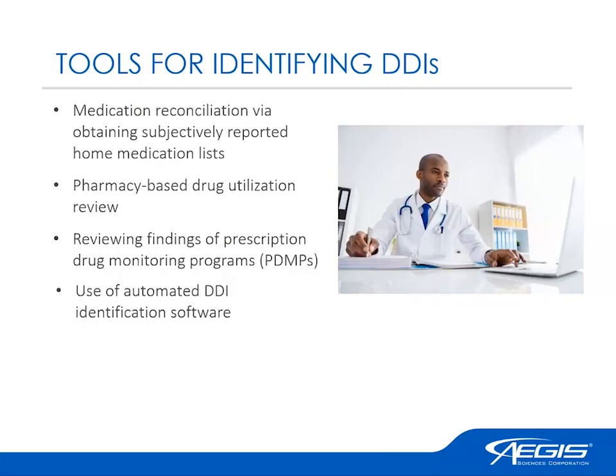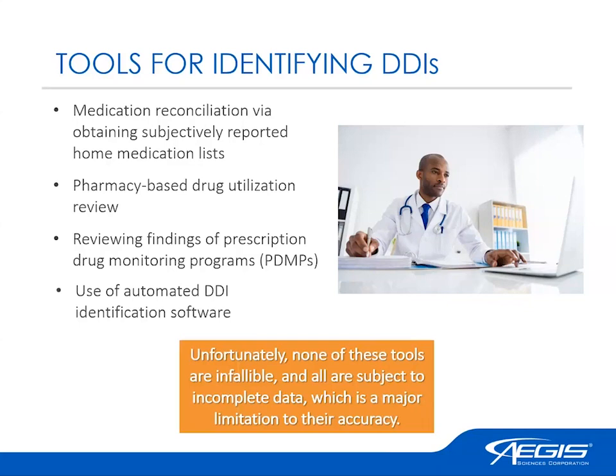to that pharmacy. The data from prescription drug monitoring programs can provide insight regarding controlled substances only, unfortunately, and automated DDI software can only analyze the data that's put into it, which may be incomplete. Alerts may also be overlooked, unfortunately, due to alert fatigue. Unfortunately, none of these tools listed here are infallible, so drug interactions may go undetected with use of these tools.